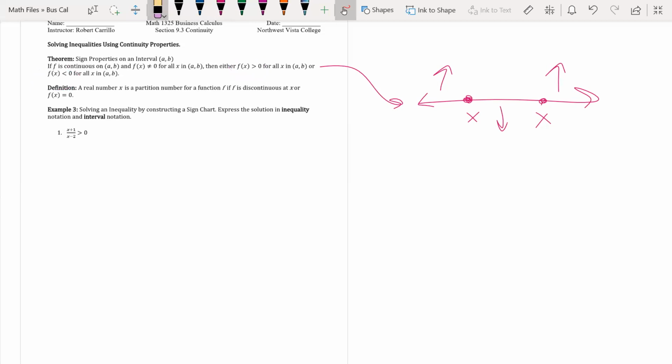Okay. And then I'll keep that up for the next definition. A real number x is a partition number for a function f if f is discontinuous at x or f of x equals 0. So once again, when we solve for values of x on the given function, we're going to plot those on a number line. And those values of x are also known as partition numbers. So whenever I drew this funky graph over here, this would be a partition number, and that would be a partition number, because they break up the number line. Okay, now let me get rid of the crazy picture, because we're going to make our own sign chart.